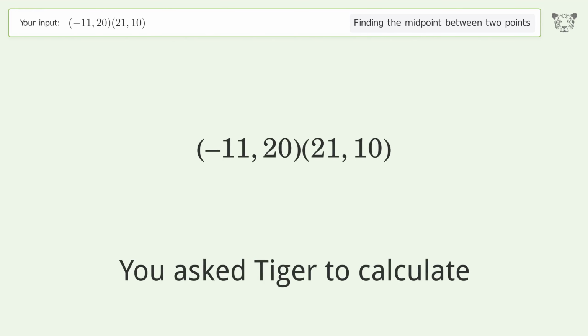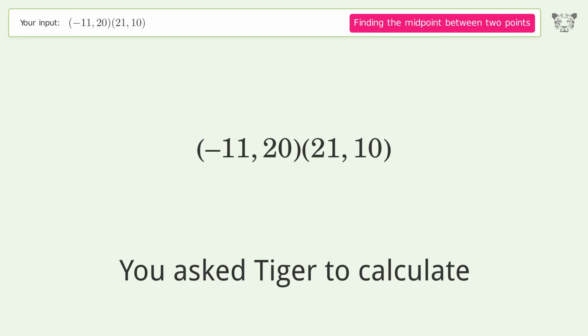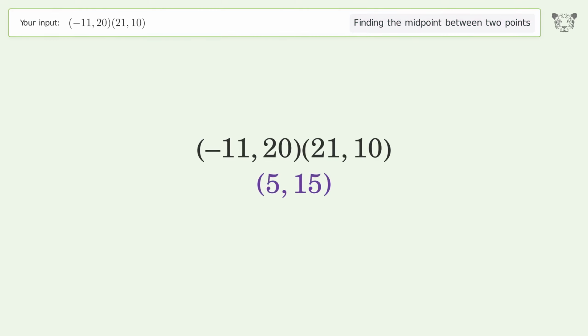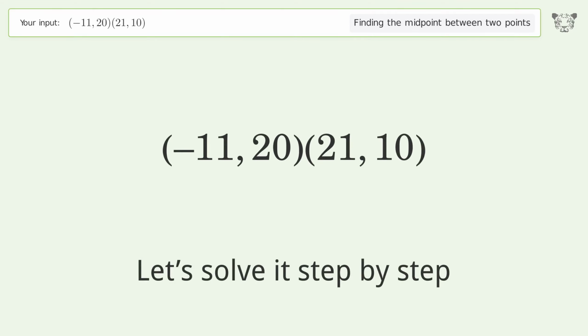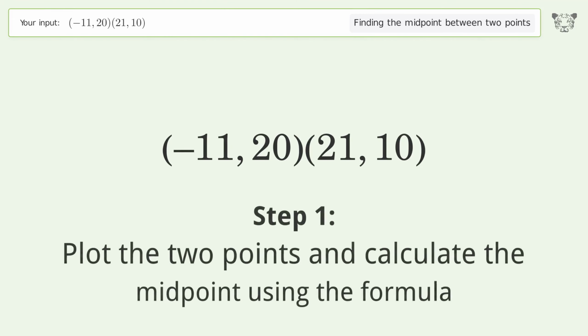You ask Tiger to calculate. This deals with finding the midpoint between 2 points. The midpoint between the 2 points is 5, 15. Let's solve it step by step. Plot the 2 points and calculate the midpoint using the formula.